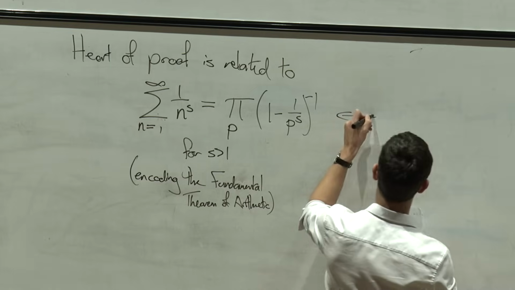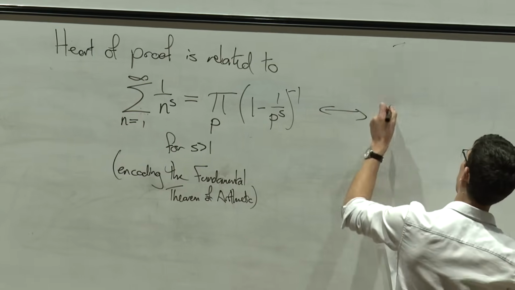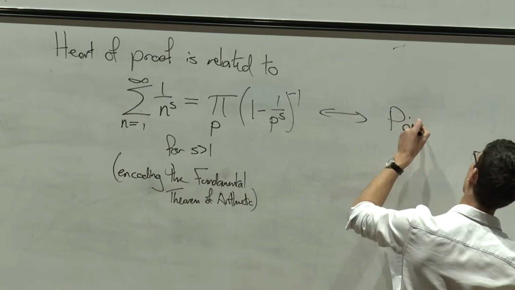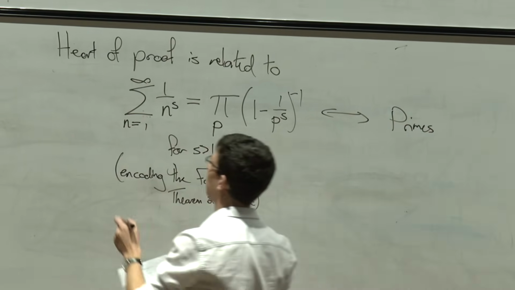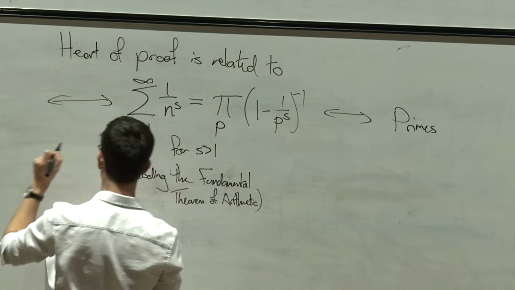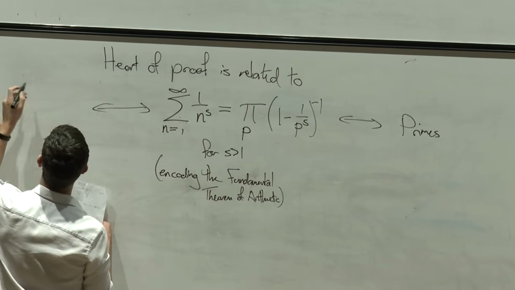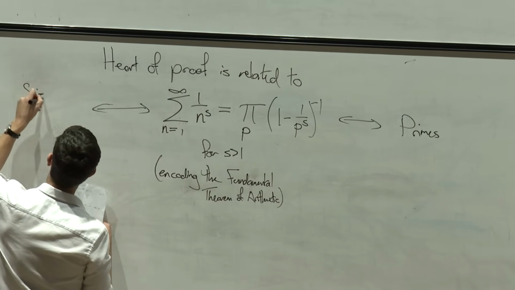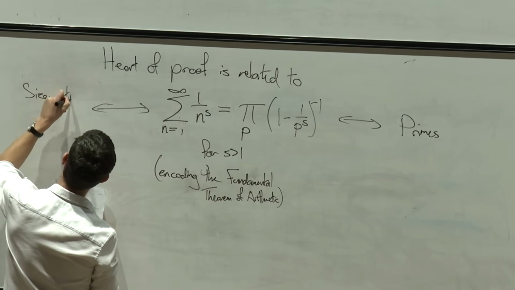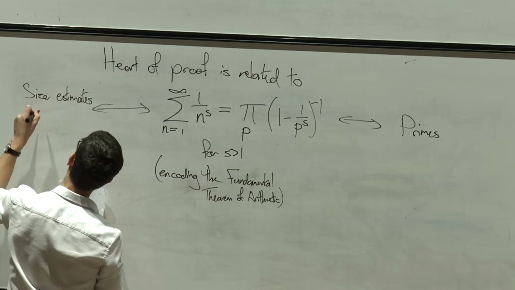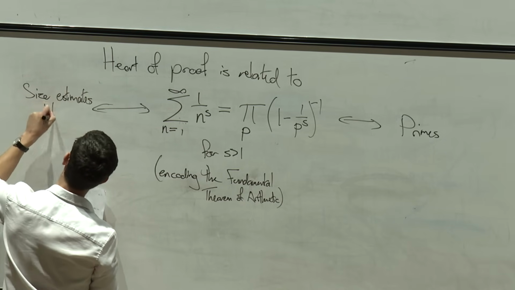And the point here is that this multiplicative side is naturally related to primes, whereas this additive side is naturally related to size estimates on the integers.